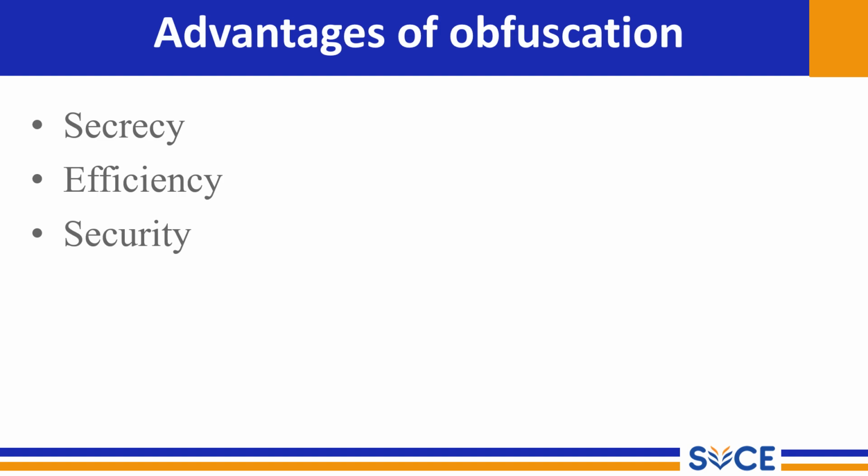So before going to the advantages of obfuscation, we will discuss how to measure obfuscation success. It can be measured based on four criteria. First one, strength. Second one, differentiation. Third one, expense. And fourth one, complexity. We used to call it the short form SDEC. Okay, so S for strength, D for differentiation, E for expense, and C for complexity.